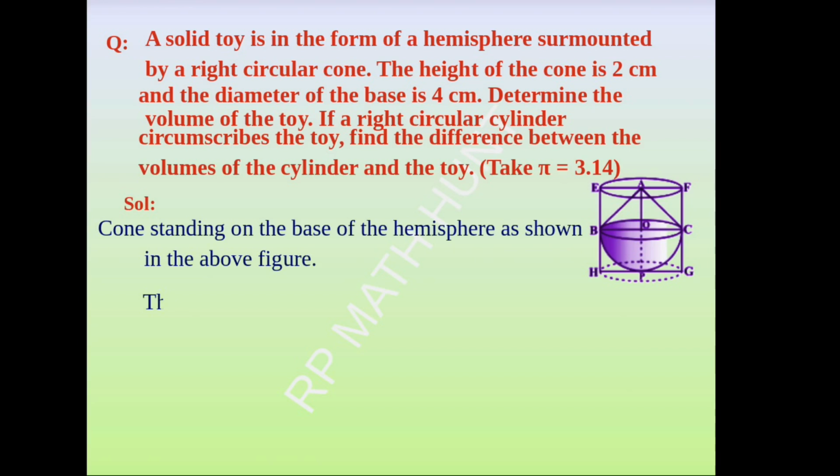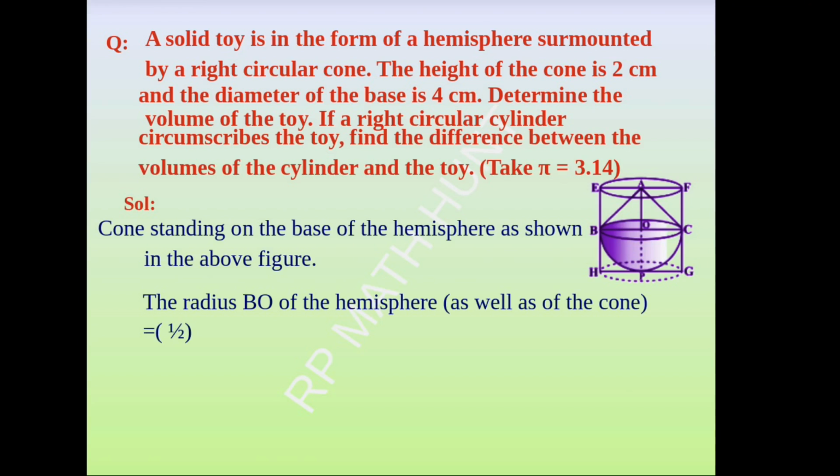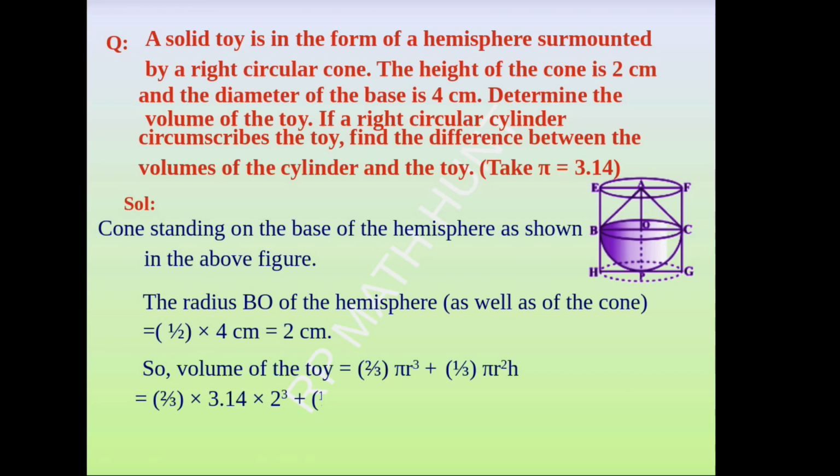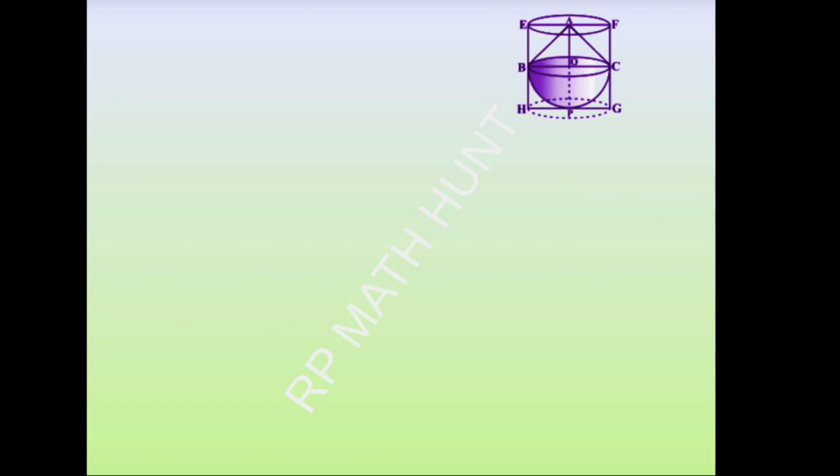The radius BO of the hemisphere as well as the cone is equal to half into 4 centimeters, which is equal to 2 centimeters. So, the volume of the toy is equal to 2 by 3 pi r cube plus 1 by 3 pi r square h. That is 2 by 3 into 3.14 into 2 cube plus 1 by 3 into 3.14 into 2 square into 2, which is equal to 25.12 centimeter square.